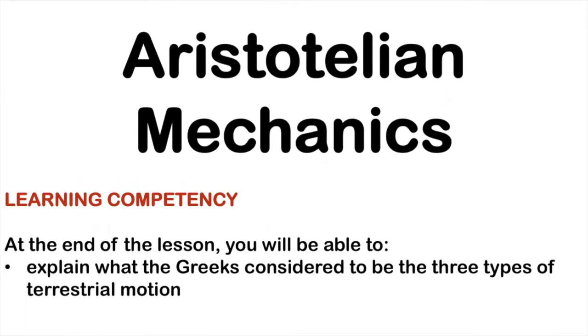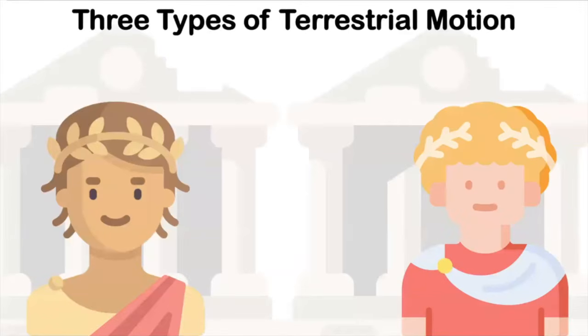In this video, we are going to talk about Aristotelian mechanics. And the learning competency for this is to explain what the Greeks considered to be the three types of terrestrial motion. In this section, we will be learning about the Earth in the universe, specifically the three types of terrestrial motion according to the Greek philosophers.